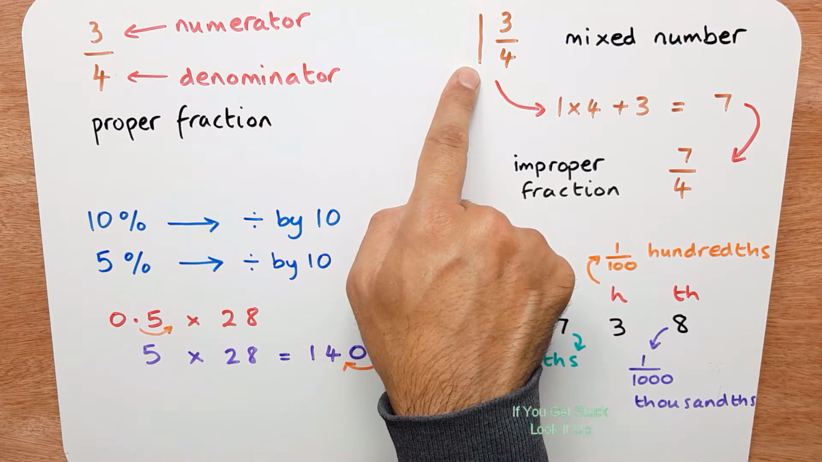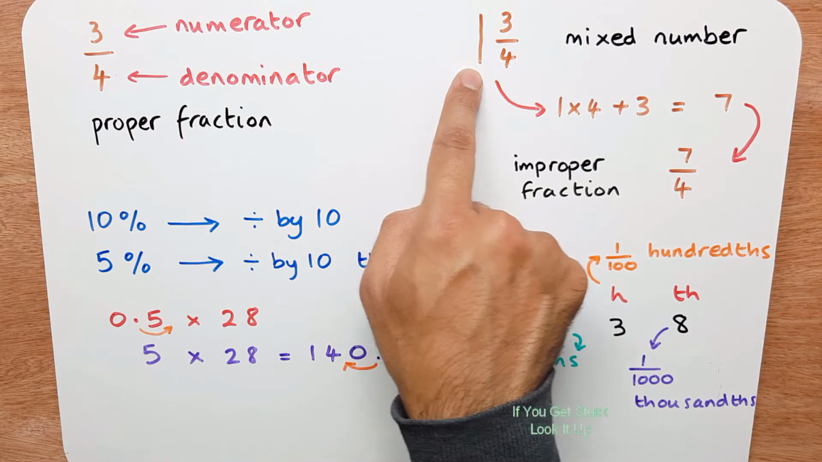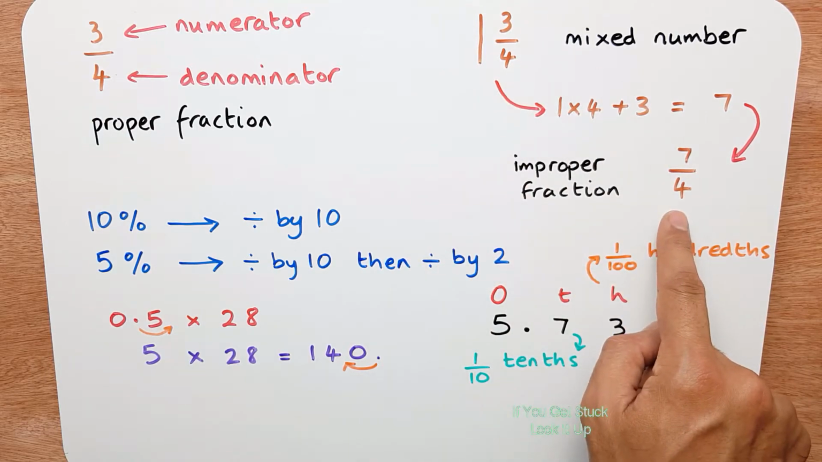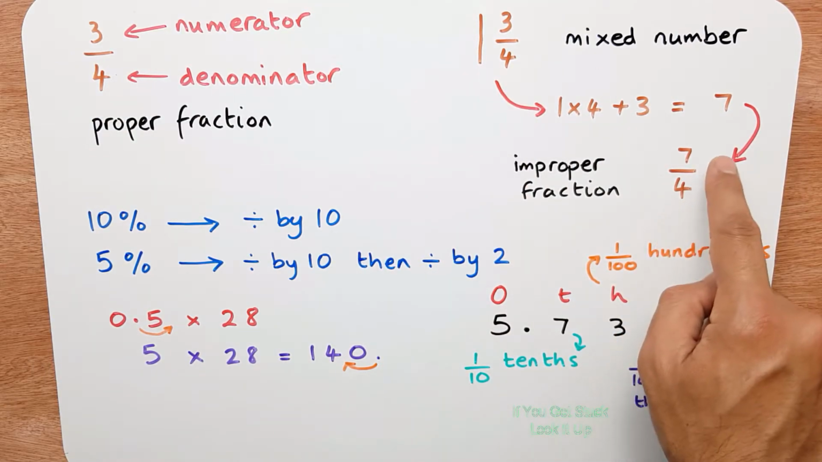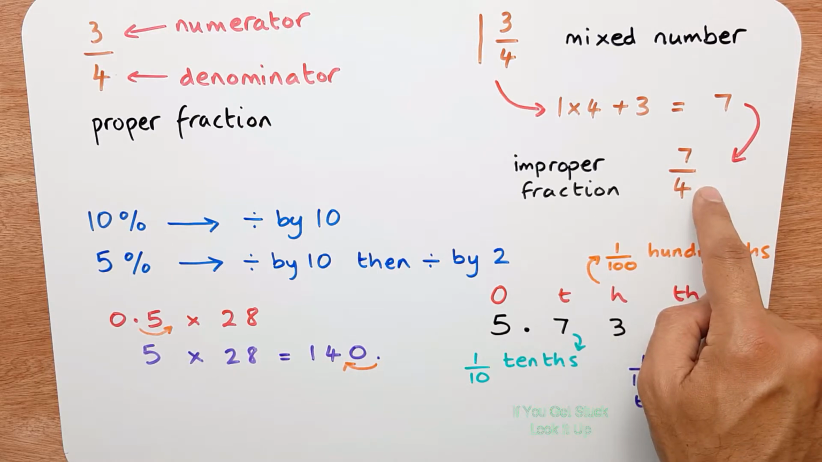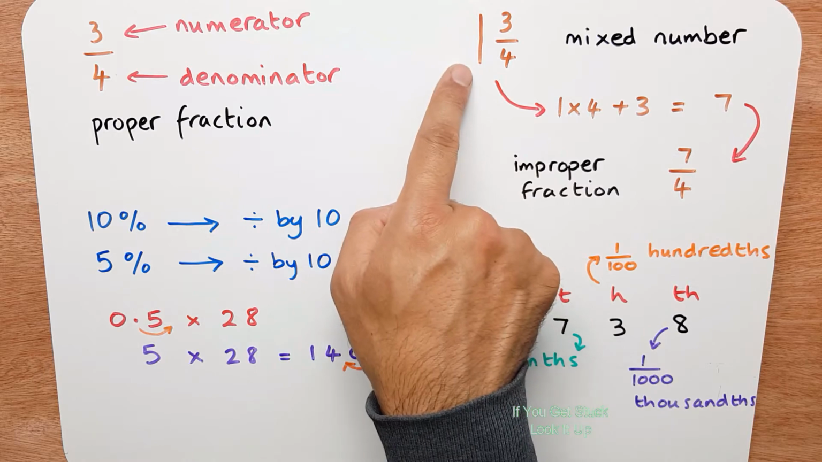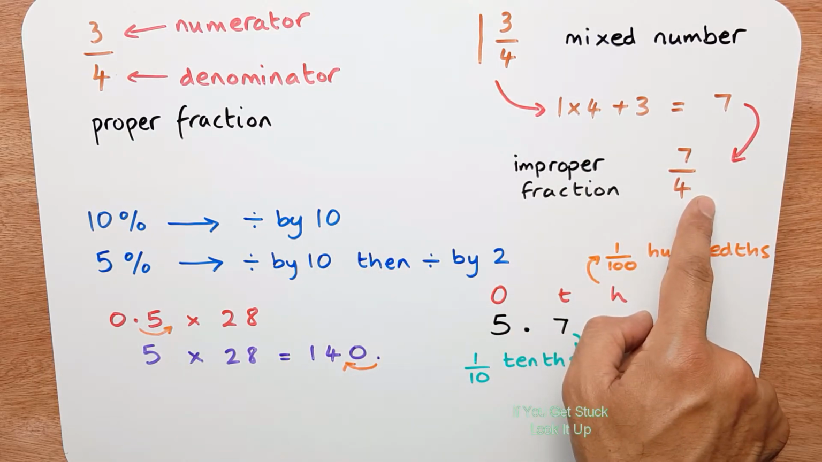Here we have a mixed number where you have the whole part and the fraction part. And here we have an improper fraction where the top part is bigger than the bottom part. So the numerator is bigger than the denominator. And how do we get from there to there?